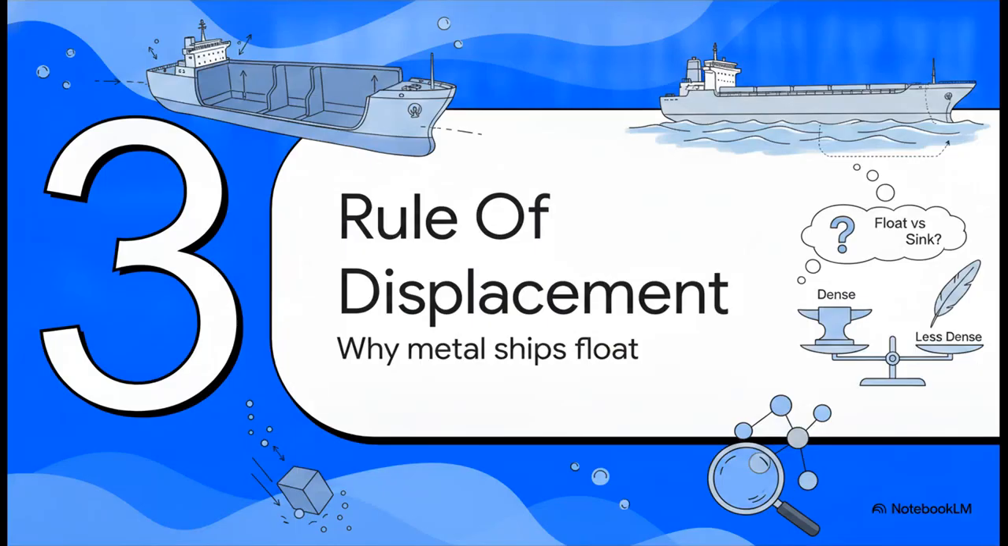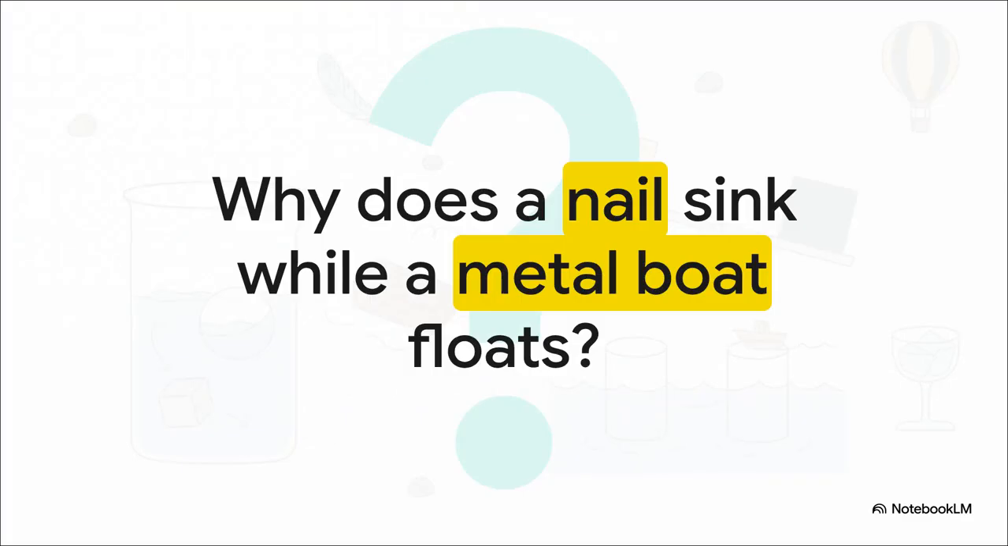Okay, section 3, the rule of displacement. Now, you might be wondering, we just established that dense things sink, right? And metal is way denser than water. तो फिर इसके पीछे क्या science काम कर रही है? Here is a big question for you to think about. Why does a small iron nail sink while a giant, heavy metal boat floats?